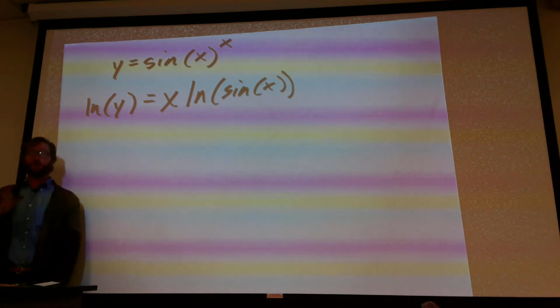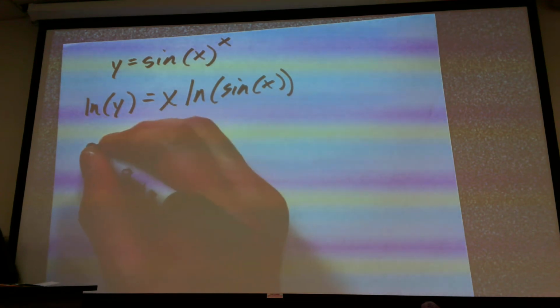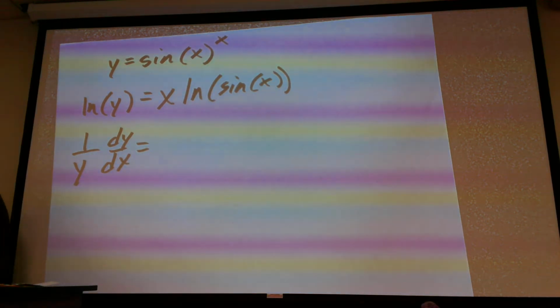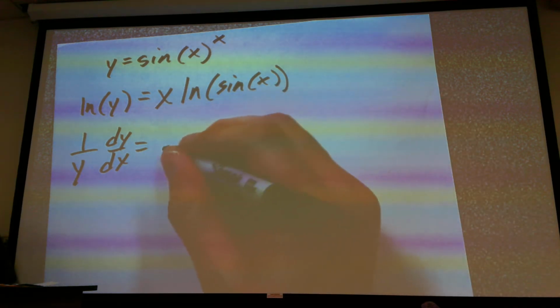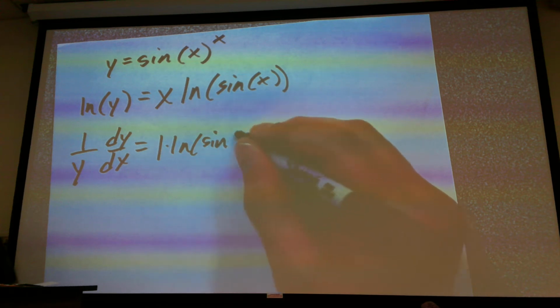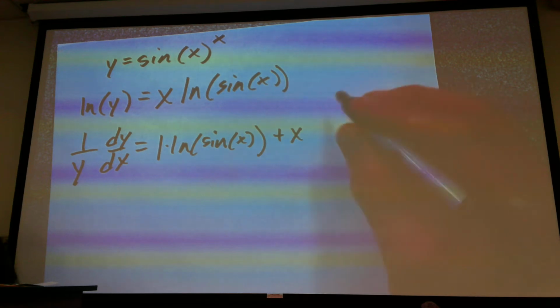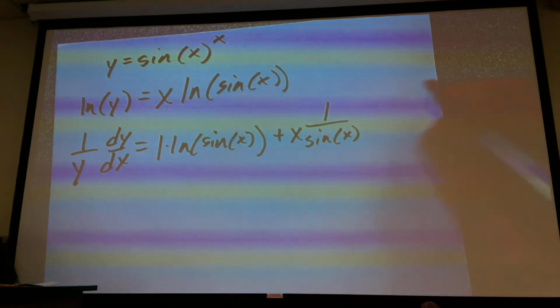All right, so then we're going to differentiate both sides of this problem. So this would be 1 over y, now dy dx. Okay. All right, so we have to do the product rule on this guy right here. So the derivative of x is just 1, times the natural log of sine x. Now plus x, and this would be 1 divided by sine, and then we multiply by the derivative of sine, which is going to be cosine of x.